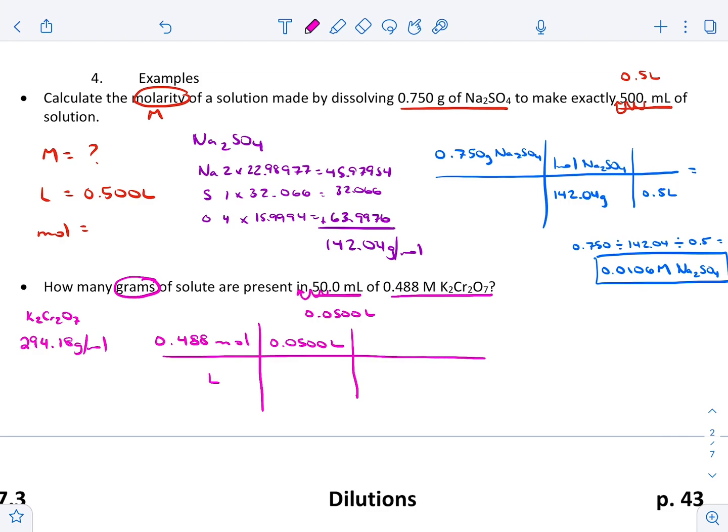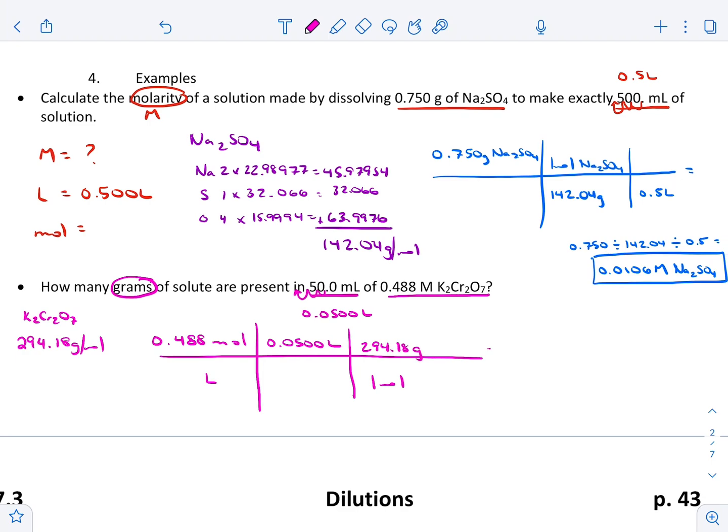And then we're going to multiply by our molar mass because we want to say 1 mole is equal to 294.18 grams. And now we're ready to calculate. 0.488 times 0.05 times 294.18. And our answer, keeping 2 decimals, is 7.18 grams of K2Cr2O7, or potassium dichromate. All right, awesome. Cool. See you next time.